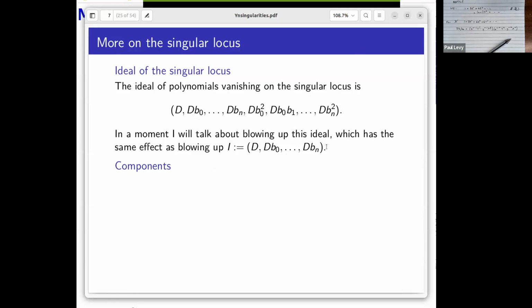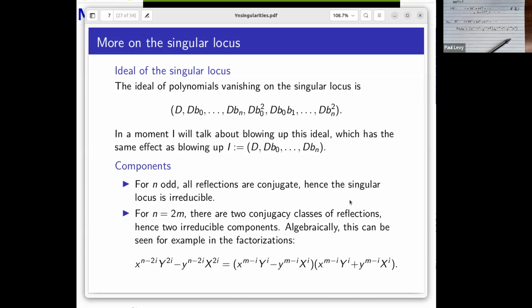And so in a moment, I'm going to talk about that blow up. One thing to point out is that there's a dichotomy between the case of n even and n odd. When n is odd, all of the reflections are conjugate, and so the singular locus is irreducible. But when n is even, there are two conjugacy classes of reflections, so there are two irreducible components.